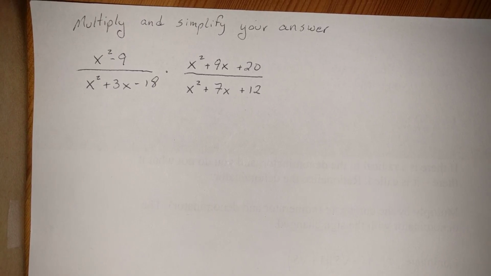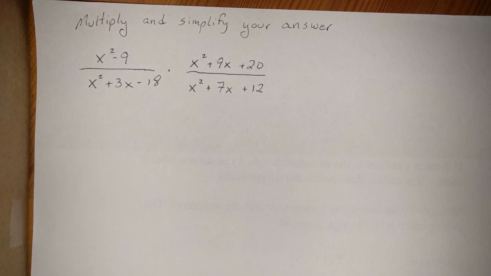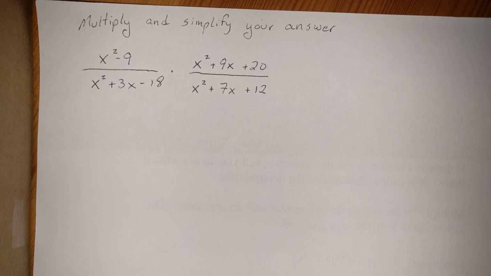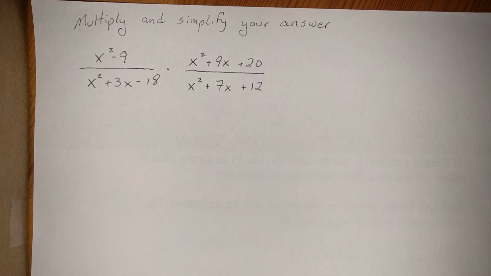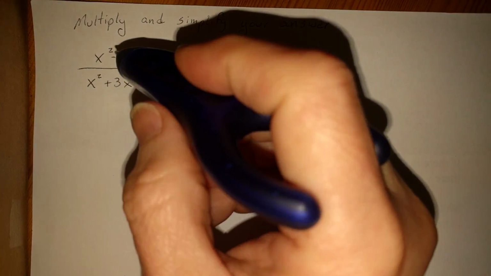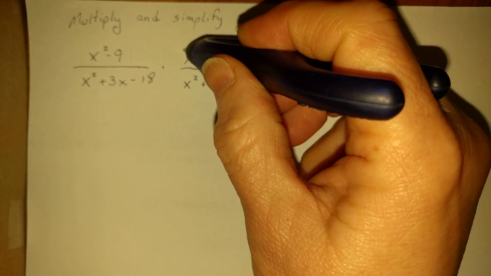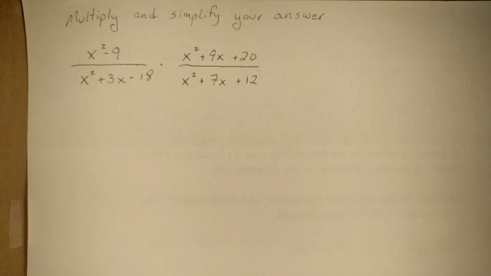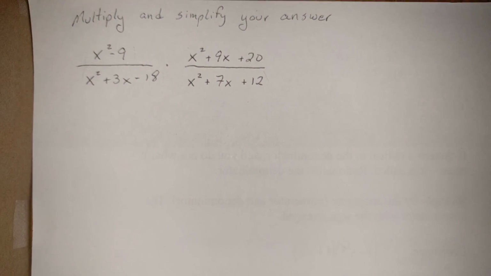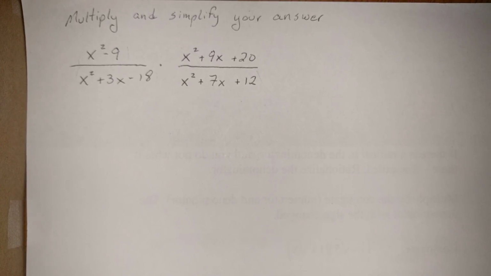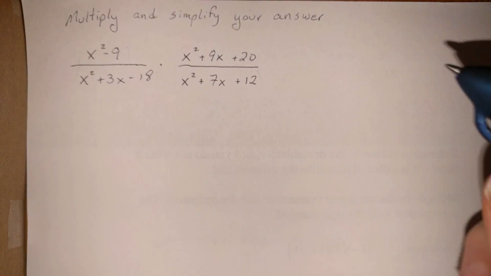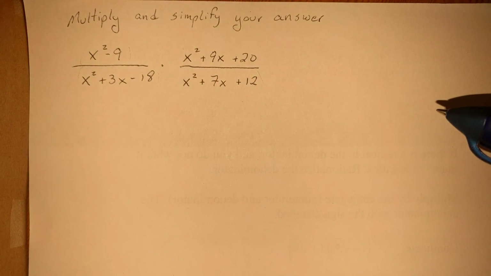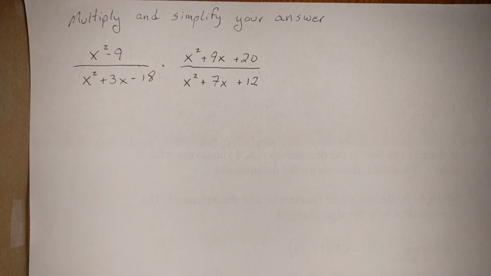Here we're multiplying algebraic fractions. The instructions say multiply and simplify your answer. When I'm multiplying algebraic fractions, of course I could just multiply this polynomial times this polynomial and this one times this one, but that would be very difficult to simplify. So first we're going to factor each term, each polynomial as much as we can, and then simplify.